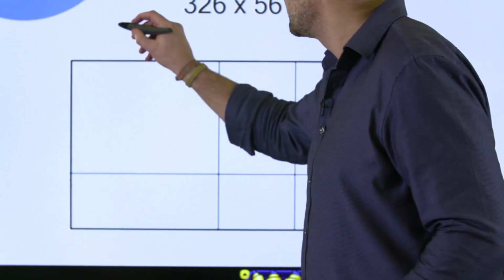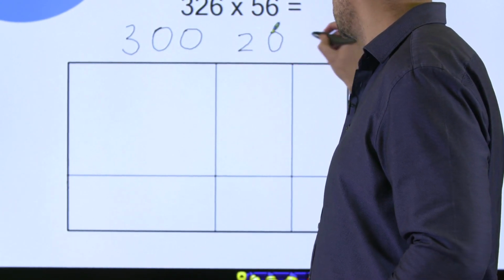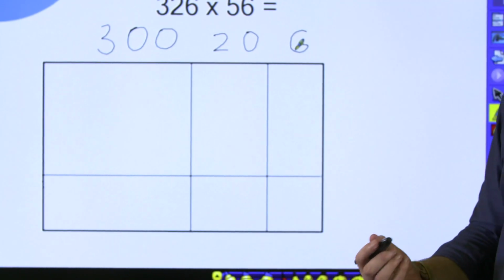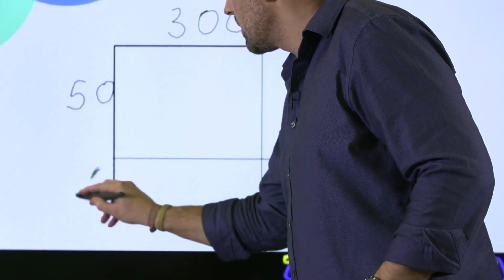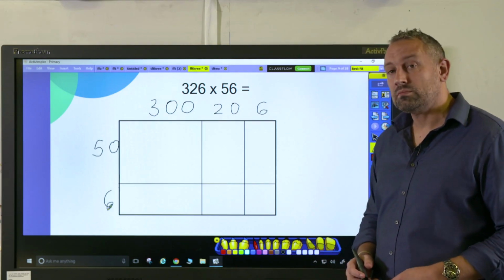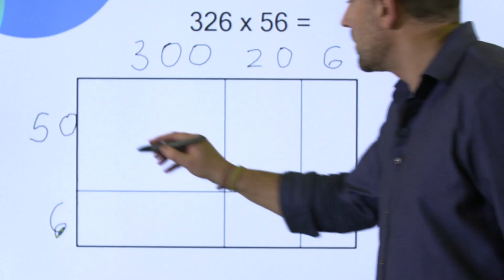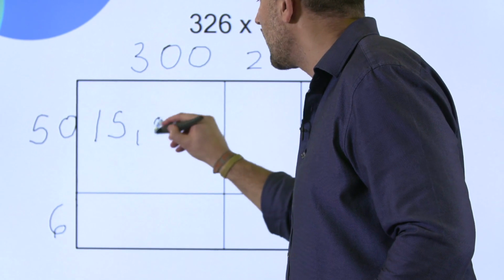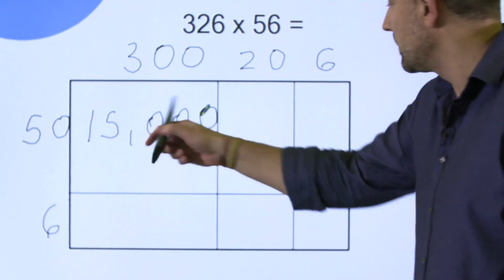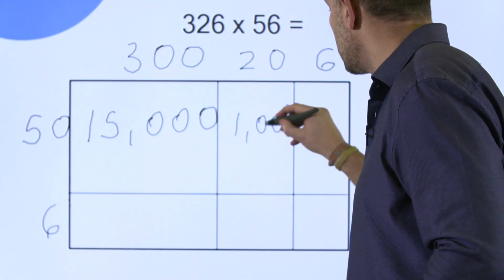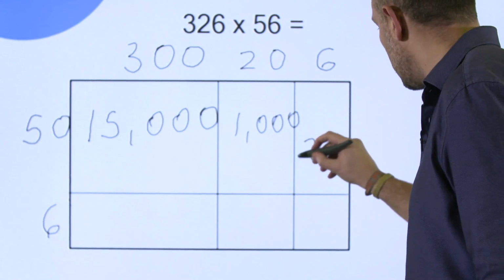So here we have 326. Again, we're partitioning those numbers. And here we have 50 and 6. And exactly the same procedure. So we have 300 times 50, which is 15,000. And then we have 50 multiplied by 20, which is 1,000. And then 50 multiplied by 6, which is 300.